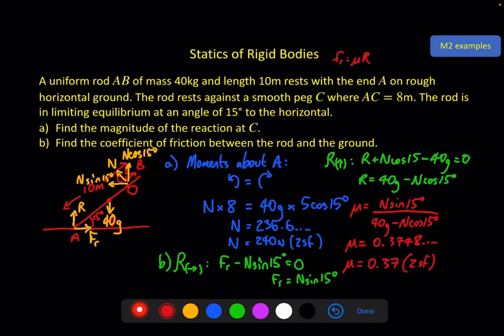So I hope you can see that we've used all 3 ideas. And there was a bit of discussion at the beginning as to which one was the right one to use first, and it won't always be moments that you do first, but in this case moments gave us N, then resolving gave us 2 equations to use with the value of N that we found in part A, and then the friction equation brought those together to help us find mu.